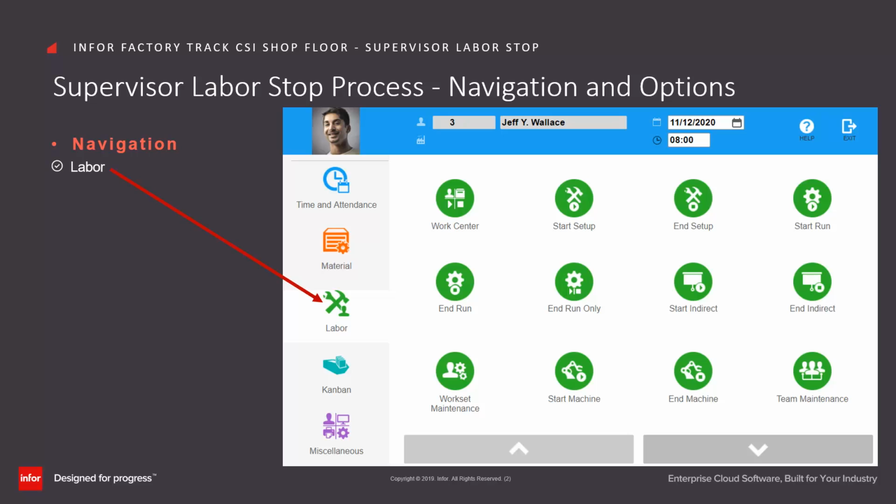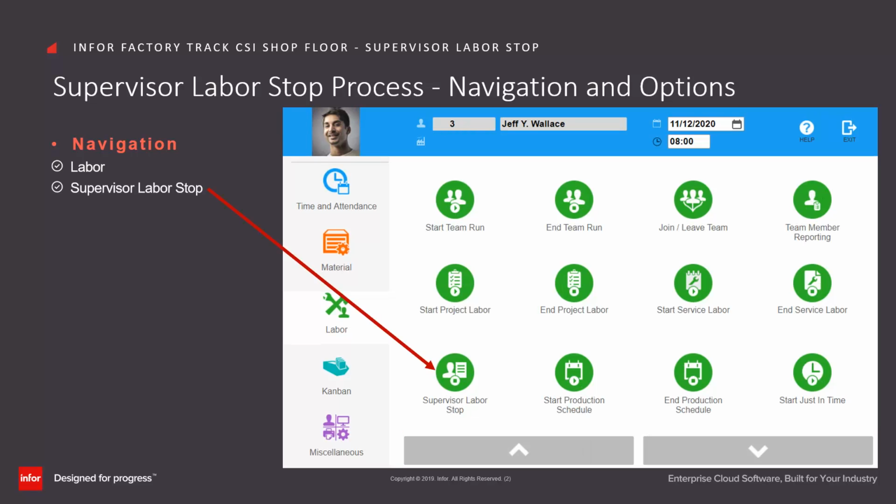homepage, click on the Labour category group menu. Use the navigation buttons to scroll through the features as needed, then click on the Supervisor Labour Stop icon. Note that the order of the features within the Labour menu is configurable.